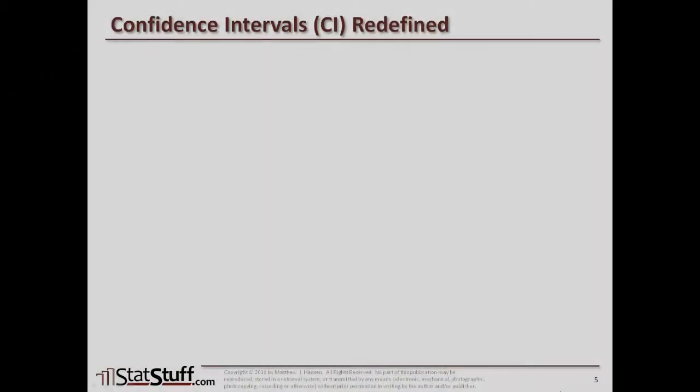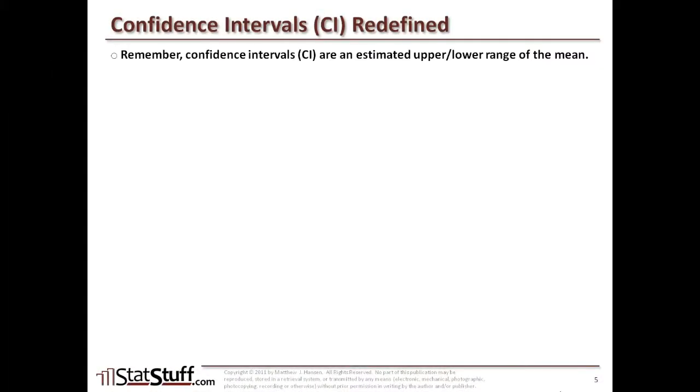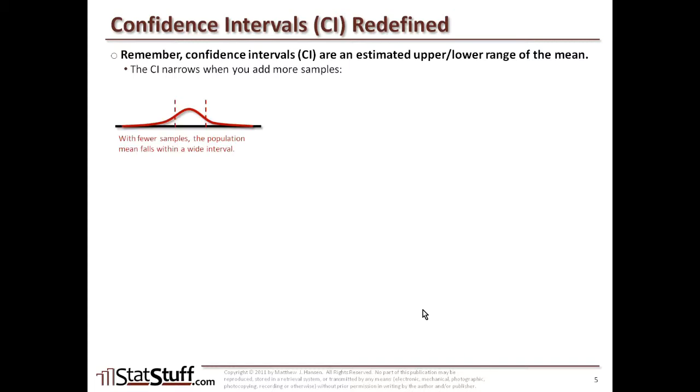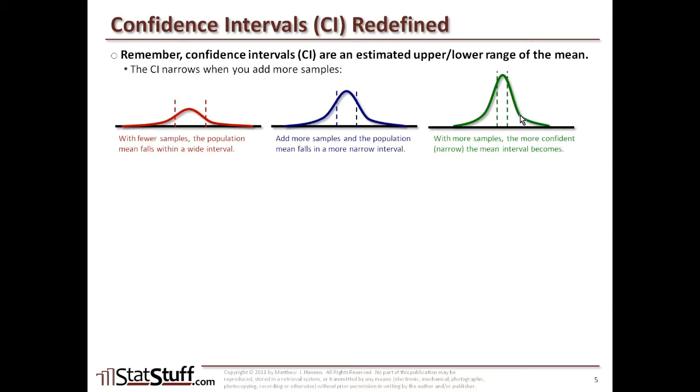Now let's review again the concept of confidence intervals, which is essential for understanding statistical tests like these. We have to remember the confidence intervals are an estimated upper and lower range of the mean. So the confidence interval will change or become more narrow when you add more samples. The example we've given before is when we have fewer samples, the population mean falls somewhere within this wide interval. But as we get more samples and distribution grows, the confidence interval represented by these dashed lines gets more narrow. So as we get more and more data, the confidence interval gets more and more narrow, because we could be more confident having more data where the population mean should fall.